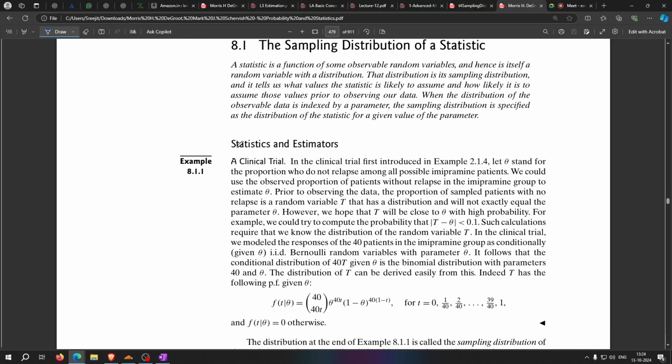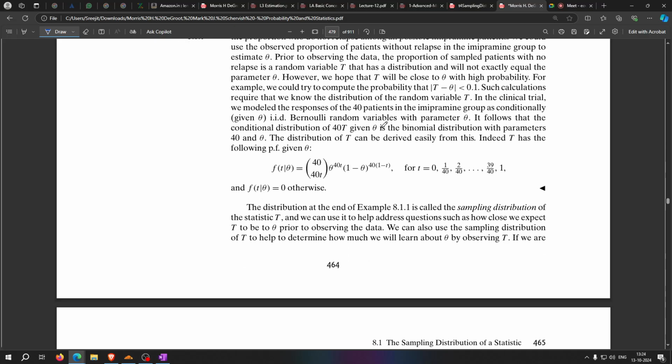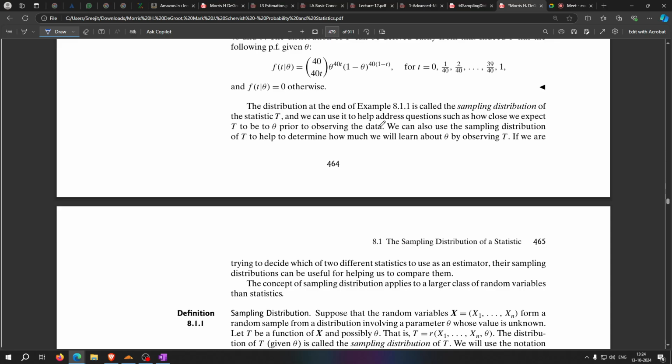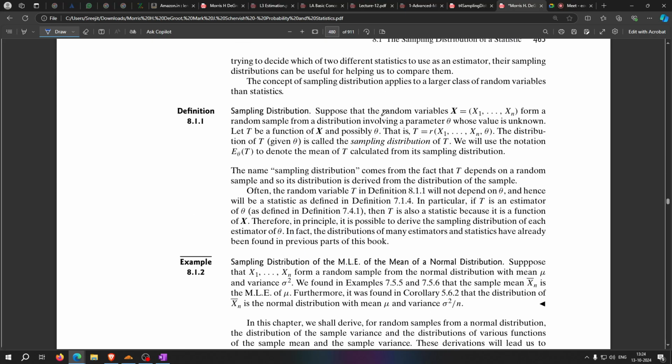Right, so they have just said what is a statistic, what is an estimator. Statistic is any function of the sample values. Estimator is again any function of the sample values which we use to estimate things. So there is no real difference. Okay, and every statistic has a sampling distribution. They have kind of given an example here. This is the actual definition of a sampling distribution.